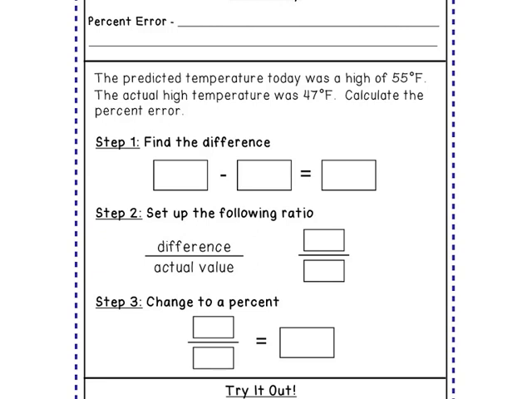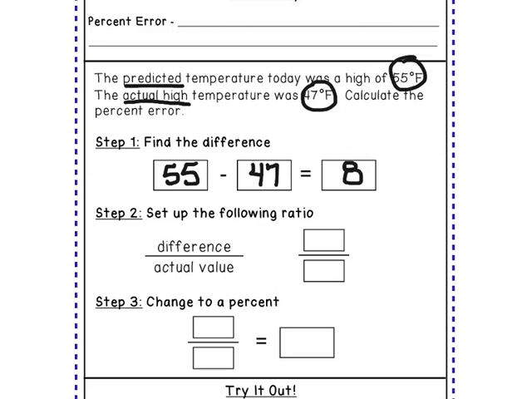Okay. Let's look at it. The predicted temperature is 55 degrees. The actual temperature was 47. Predicted would be what they thought it was going to be. So it says find the difference. So we're going to put 55 minus 47. And 55 minus 47 is going to be 8. So they're 8 degrees off.